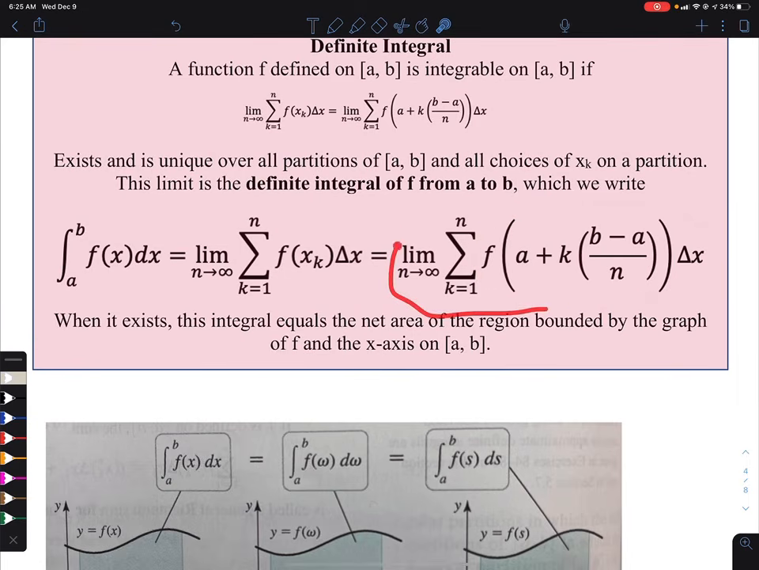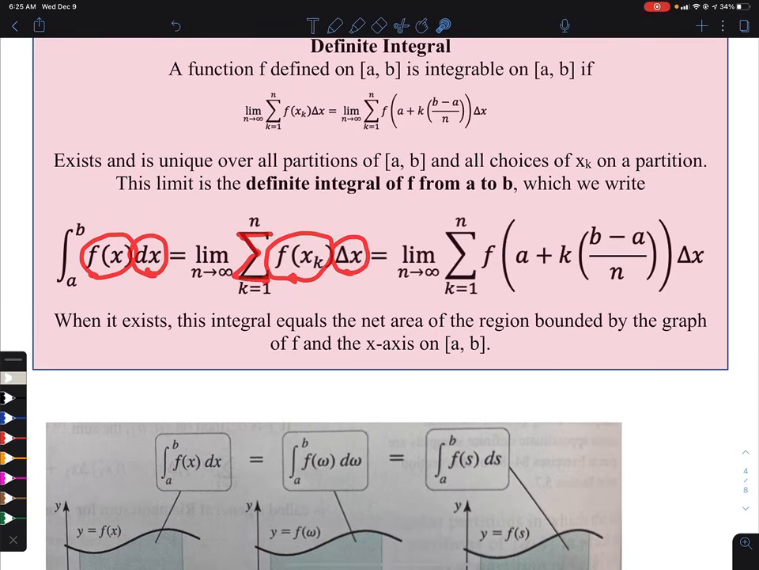But this is just adding up a bunch of rectangles. So this integral antiderivative thing is adding up a bunch of rectangles. Now, this is going to have significance because this f of x represents the height of a rectangle. This delta x represents the width of a rectangle, right? This dx is now the width of the rectangle.